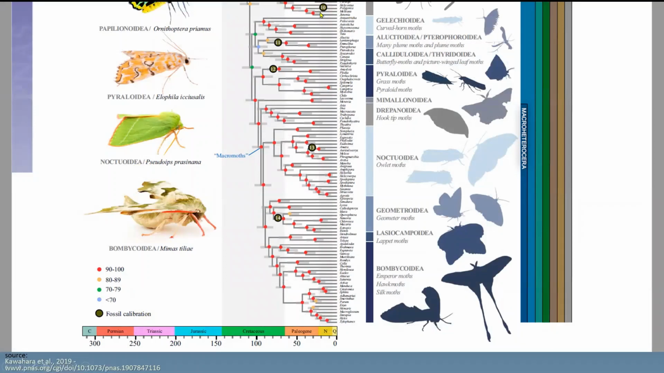So the butterfly is right at the top. And then the Macrolepidoptera in the last major clade, with the hook-tip moths, the owlets, the geometrids, lappets, and the bombycoids, as in the emperors, the hawks, and the silk moths. The radiation of that last major group, the Macrolepidoptera, in effect taking place between about 80 and 40 million years ago. So of the 120 odd families, just 5 of those are butterflies.